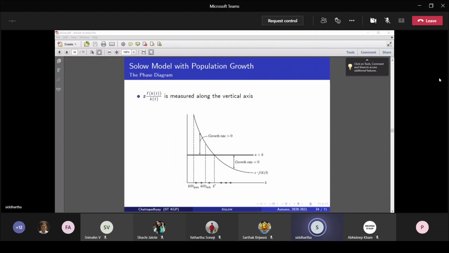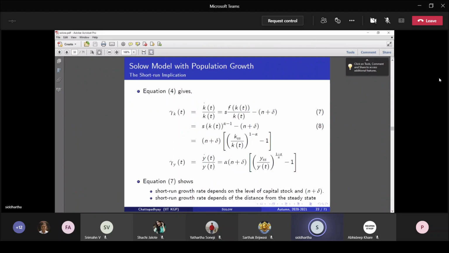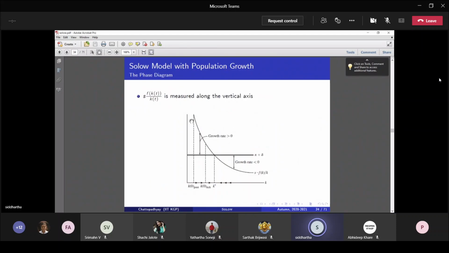That is exactly represented by this equation, equation number 7 or equation number 8. And this is the graphical representation of that. You see the growth rate they have given this. They're actually showing it by arrow. For any particular capital stock, the difference between sf(k)/k and (n + delta), this part, is representing k dot over k, or the rate of growth of the per capita capital stock.